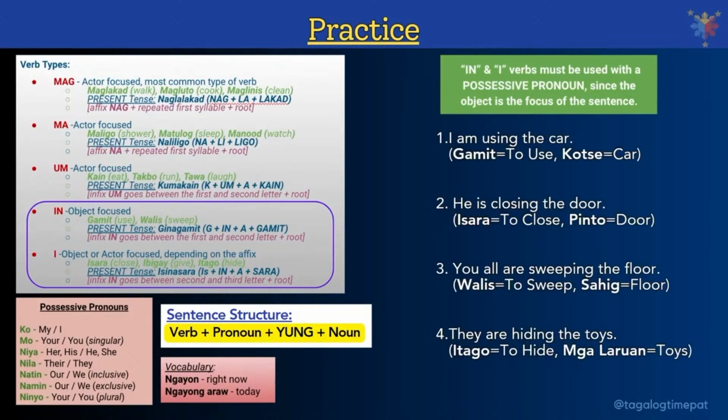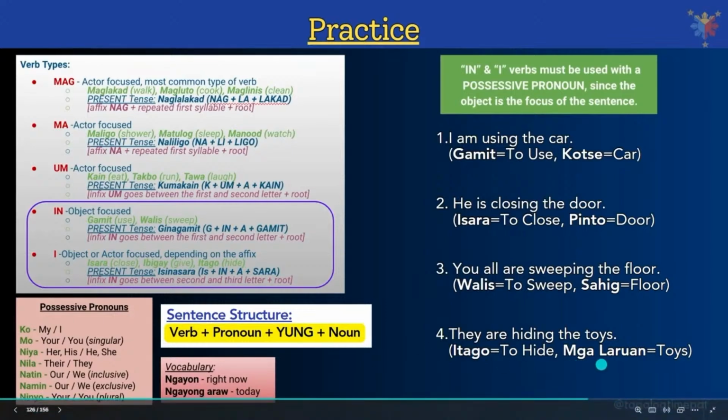And here are some examples. Number 1, I am using the car, and I gave you some vocabulary words. Gamit means to use. Coche is car. Number 2, he is closing the door. Isara means to close. Pinto means door. Number 3, you all are sweeping the floor. Walis means to sweep. Sahig means floor. Number 4, they are hiding the toys. Itago means to hide. Mga laruan means toys.